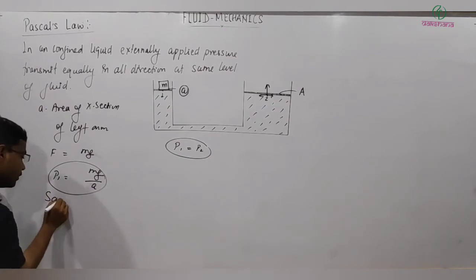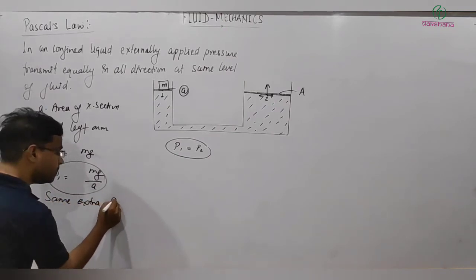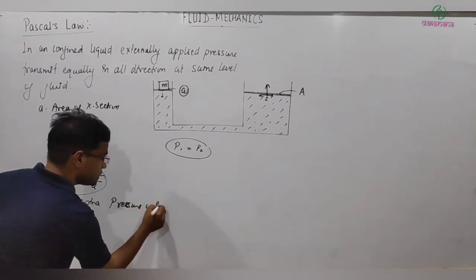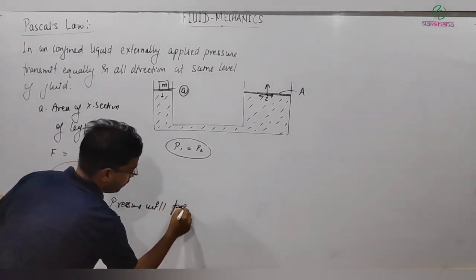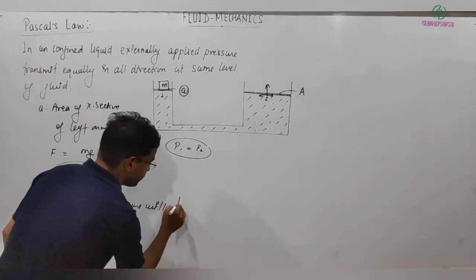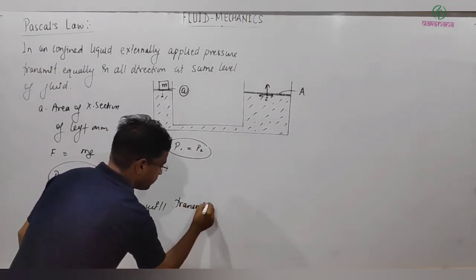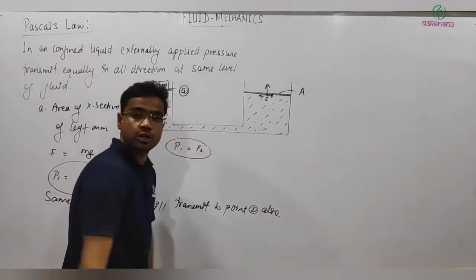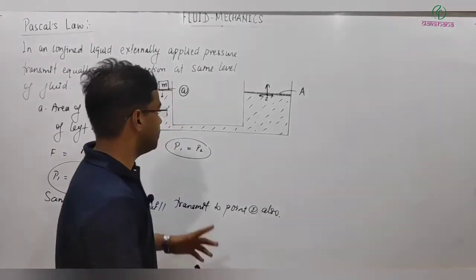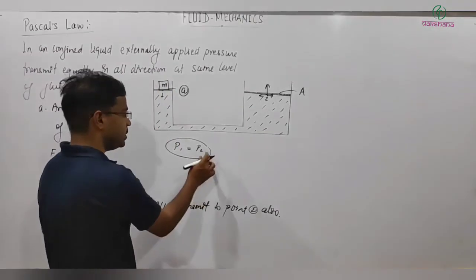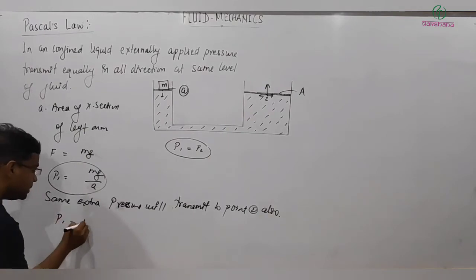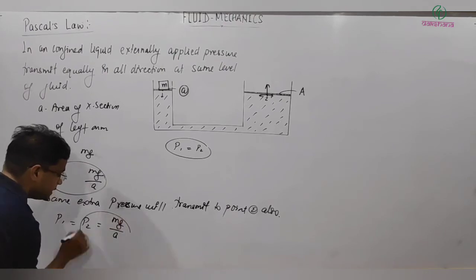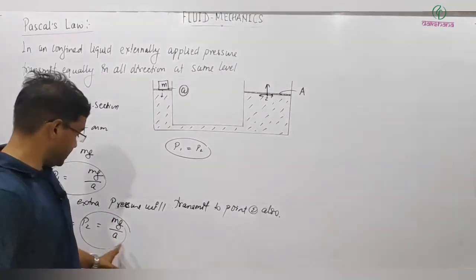The same extra pressure will pass to, or transmit to, point 2 also. That is because of the behavior of liquid. So with additional pressure coming at point 2, I can write P1 will be equal to P2, that is also equal to mg divided by a. This is the additional pressure, right?